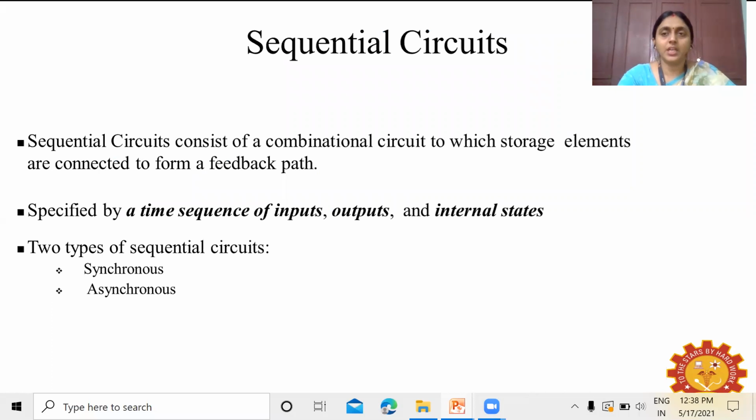First we will see what sequential circuits are. Sequential circuits consist of a combinational circuit to which storage elements are connected to form a feedback path. Sequential circuits are specified by a time sequence of inputs, outputs, and internal states. There are two types of sequential circuits, namely synchronous sequential circuits and asynchronous sequential circuits.